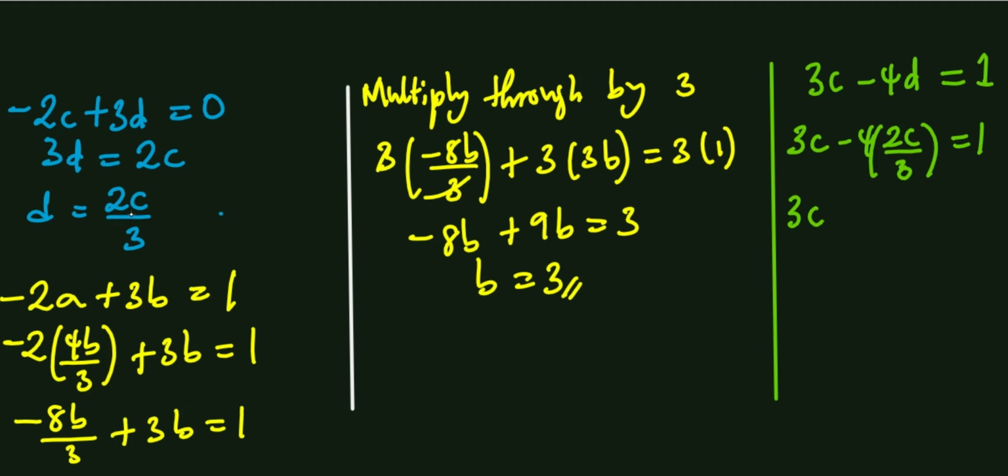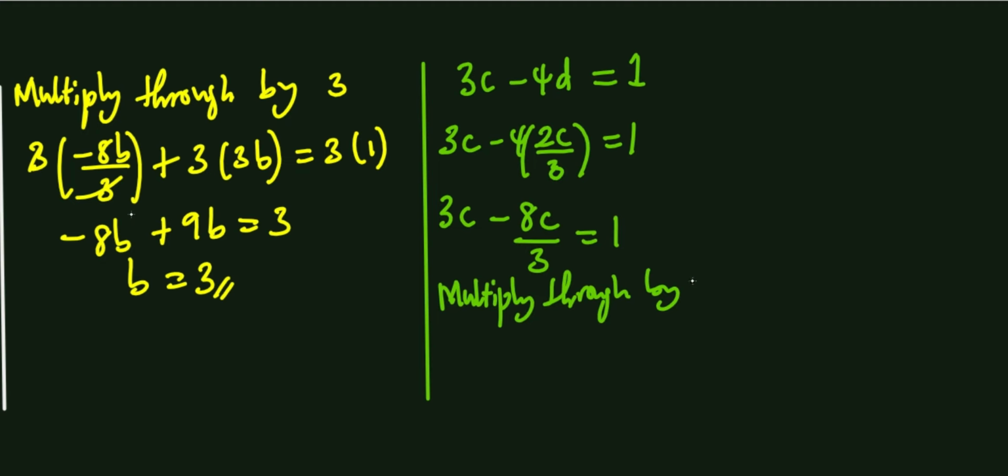So minus 4 times 2C, 8C over 3, is equal to 1. We can now multiply through by 3 in order to cancel the denominator. So we have 9C minus 8C is equal to 3. Okay, so this is C is equal to 3 as well.